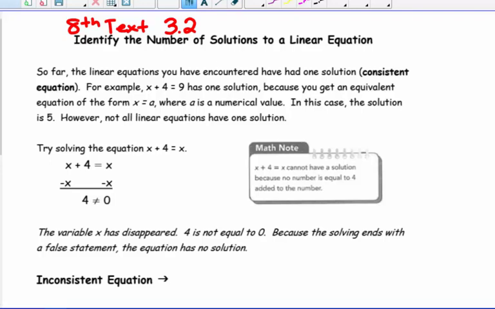For example, x plus 4 equals 9 has one solution because you get an equivalent equation of the form x equals a, or x equals 5 in this case. However, not all linear equations have one solution, as you're going to see.